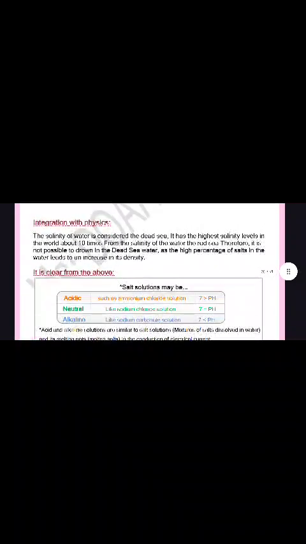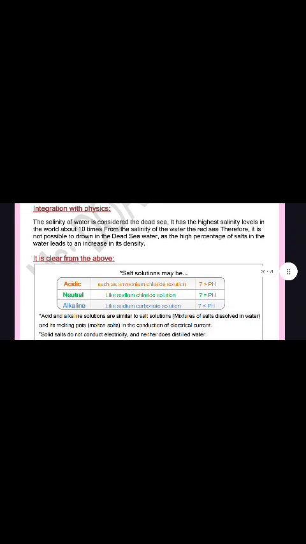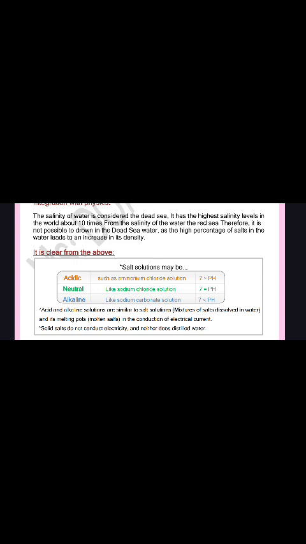Integration with biology: the Dead Sea is considered the saltiest water. Okay, so here we are dealing with the salty level of water in the world, about 10 times the saltiness of the water of the Red Sea. Therefore, it is not possible to drown in the Dead Sea water, according to the level of salt in it, as it has a high percentage of salts in the water, leading to an increase in its density. So it's not possible to drown in the Dead Sea.